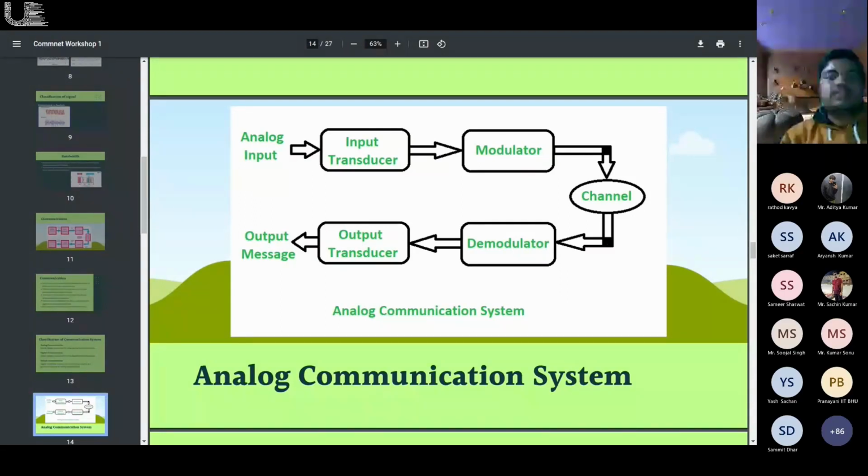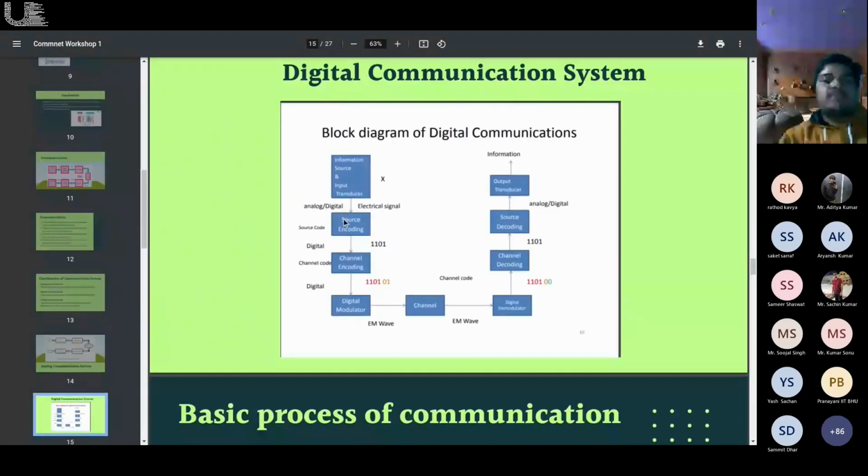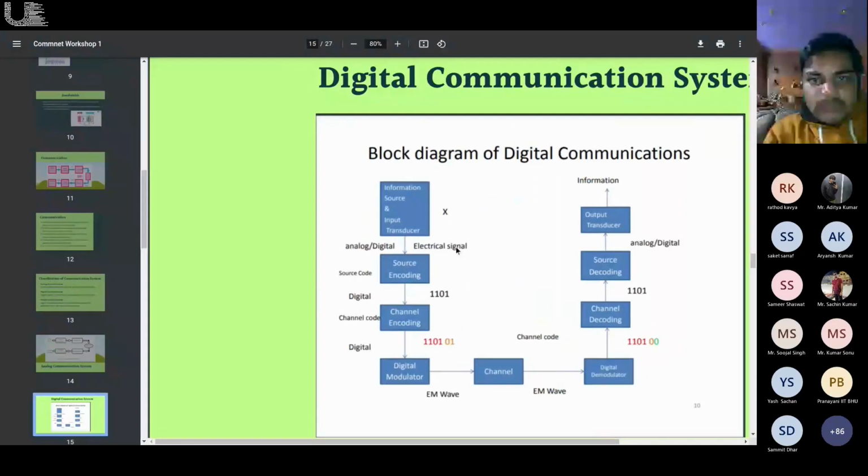Now you will understand this block diagram. Here is an information source, right? Is it visible? Let's zoom it. Can you see the information source, input transducer, and everything written? So there is an information source and an input transducer. Let's say we are getting analog or digital, we can get either.